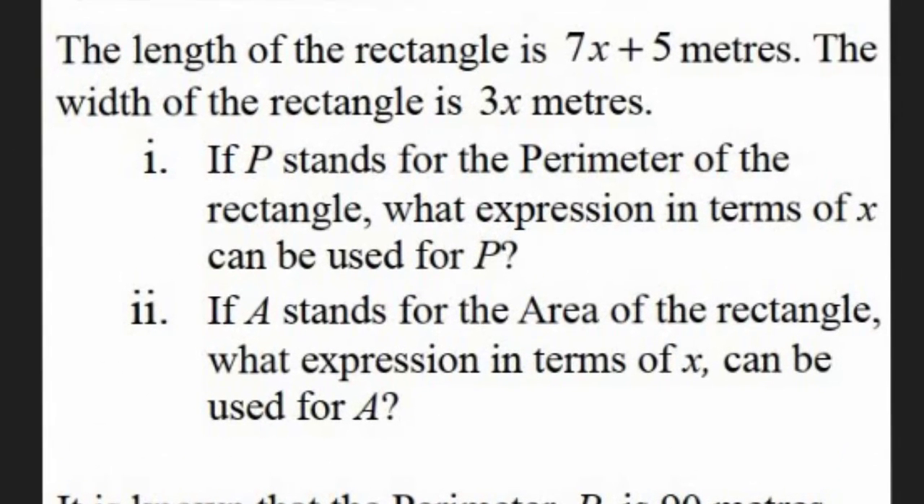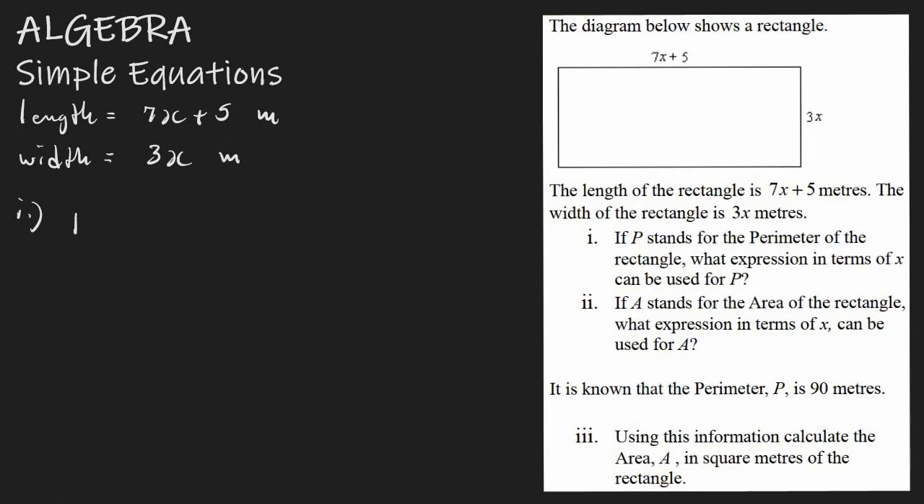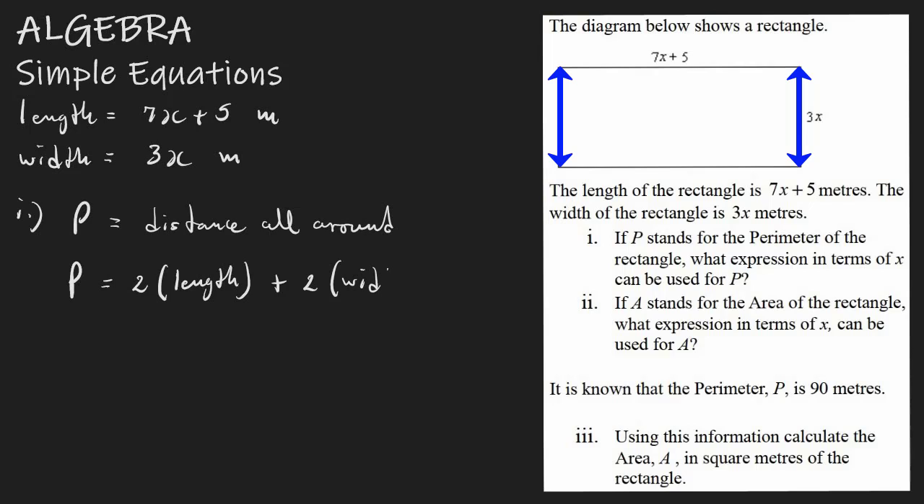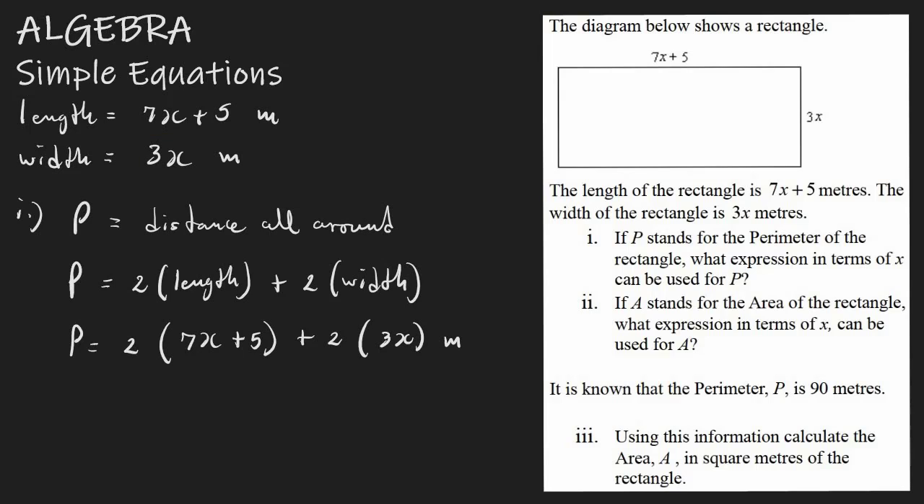Part 1 of the question. If P stands for the perimeter of the rectangle, what expression in terms of x can be used for P? Well, P stands for the perimeter, which is equal to distance all around. This shape is a rectangle, so the distance all around, P, is equal to 2 times the length plus 2 times the width. P is equal to 2 times (7x plus 5) plus 2 times the width, which is 3x meters.